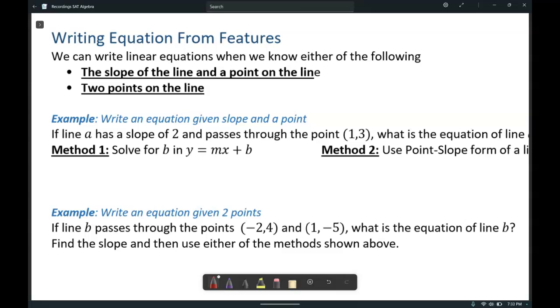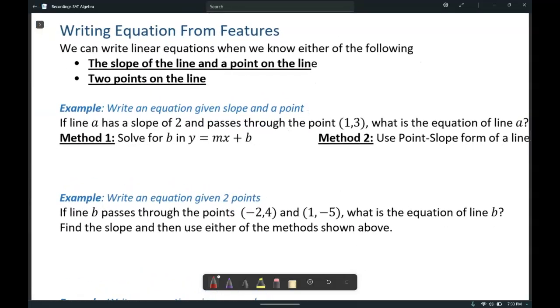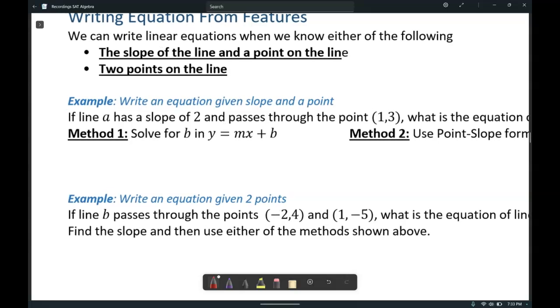If a line A has a slope of 2 and passes through the point (1, 3), what is the equation of line A? Now, there's a couple different ways to approach this. I have a preference of method 2, but a lot of students prefer method 1 because it's easier to remember the equation that you use. But again, I'm all about saving time, and I can do it a little bit faster using method 2. So we're going to go ahead and show both methods here.